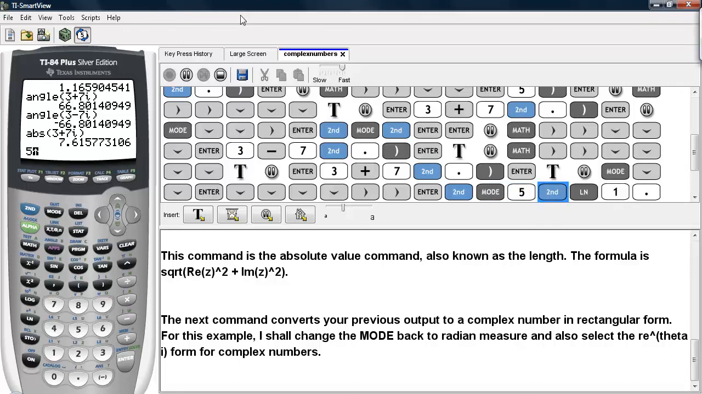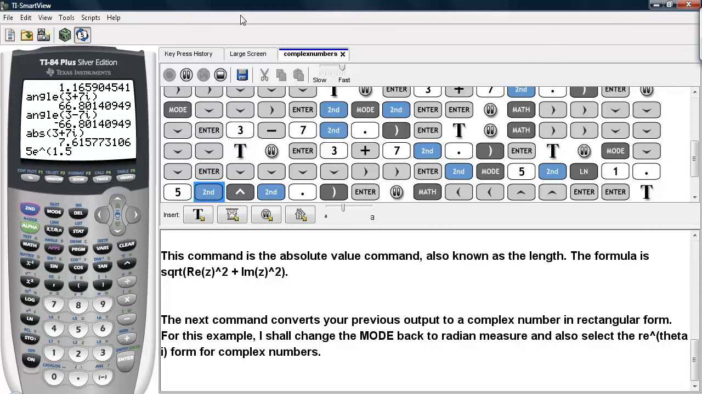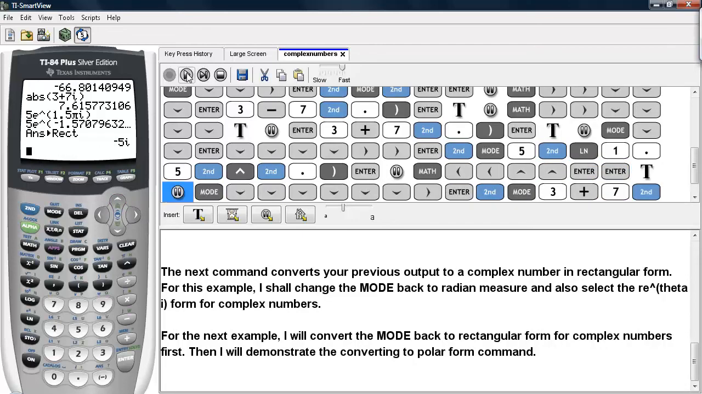Now I'll go ahead and type in a number in that polar form. I'll just choose 5e to the 1.5 pi i. So here we have the polar form of this complex number. So let's go ahead and convert this to rectangular form. I'll hit Math, scroll over to CPX, and hit Convert to Rectangular Form. And it tells me that the rectangular form of this particular complex number appears as -5i.